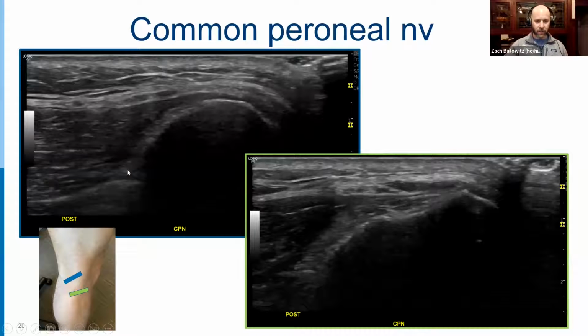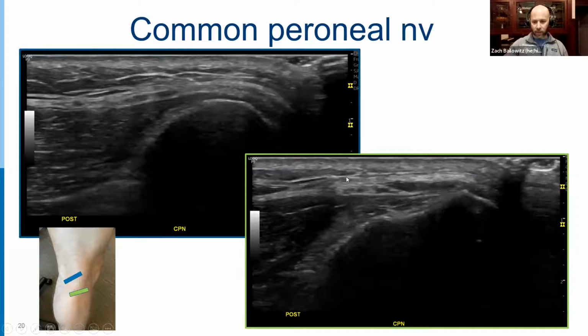Here's your fibular head here. The nerve can look a little bit flattened here. You'll see that kind of appearance in this picture. But you can compare it to the other side. Some patients will look a little bit more flattened than others. And oftentimes I don't make much of this flattening if the patient is asymptomatic because it can look compressed here.